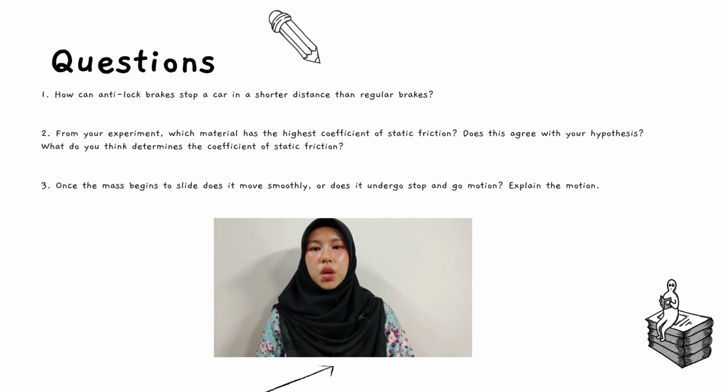And the last question: once the mass begins to slide, does it move smoothly or does it undergo stop and go motion? Explain the motion. The mass may experience stop and go motion once it starts to slide. This is commonly known as dynamic friction or kinetic friction. The uneven surfaces or material interact with one another as the object slides, resulting in sporadic stops and starts. Because kinetic friction acts as a periodic counteracting force, the motion is not entirely smooth.